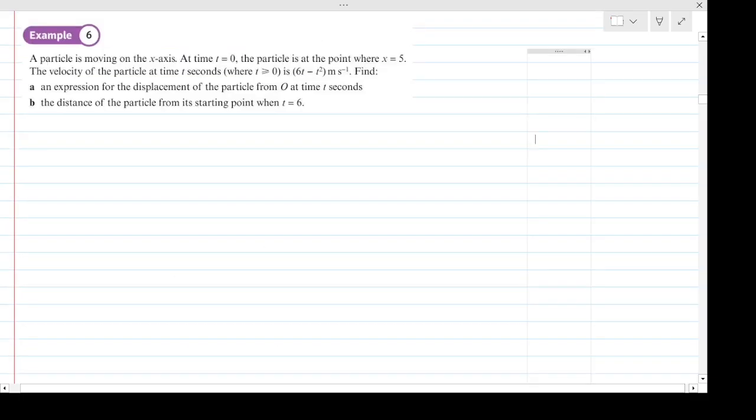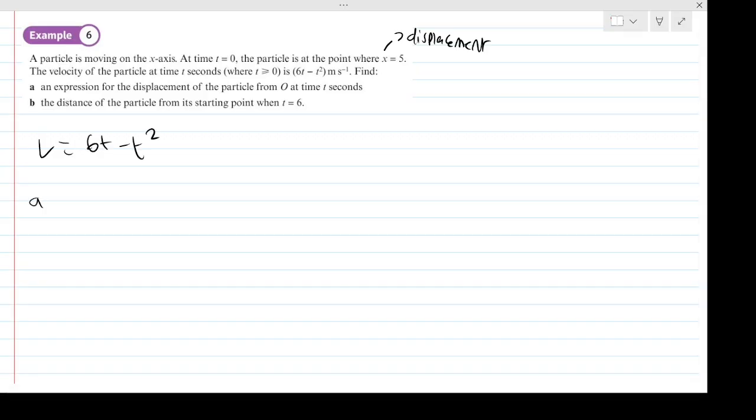So we've got this question here. We're told a particle is moving on the x-axis. At time t is 0, the particle is at the point where x is 5. So x is going to be my displacement, right? Initially the displacement is 5. The velocity is given by this expression here. So v, the velocity, is 6t take away t squared. And then for part A, it wants me to find an expression for the displacement.